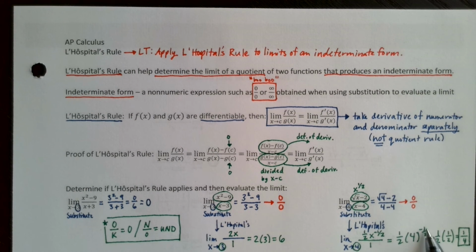So 1/2 times 4 to the negative 1/2. The negative gives us the reciprocal of 4. The half square roots it. So we end up with 1 over the square root of 4, which is 2, so 1 over 2, times the half that we already had gives us a final answer of 1/4.